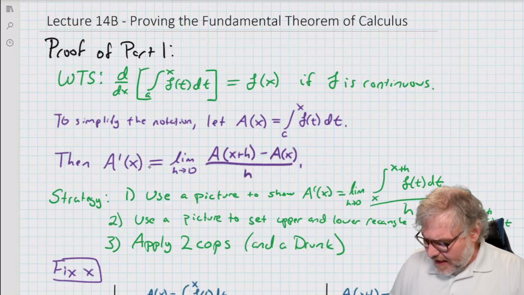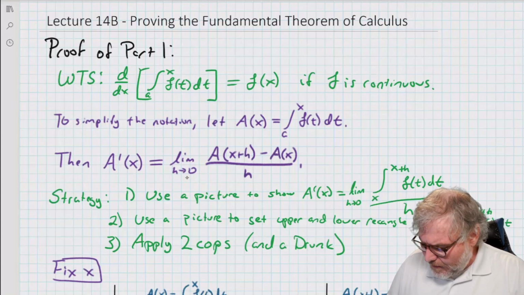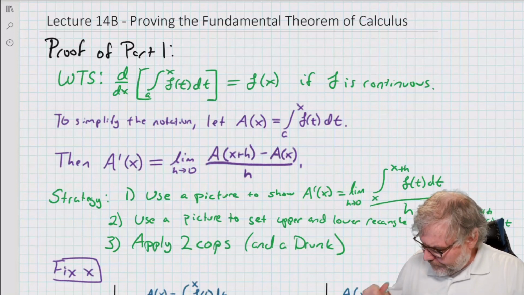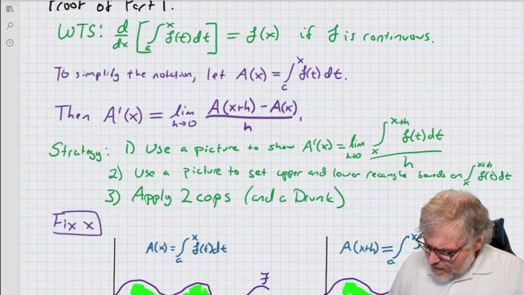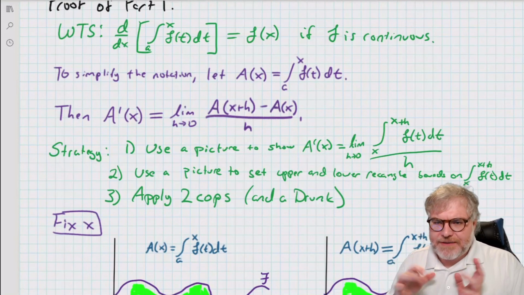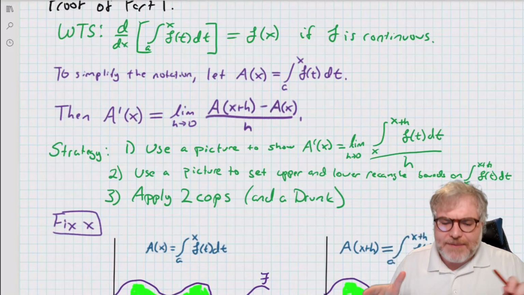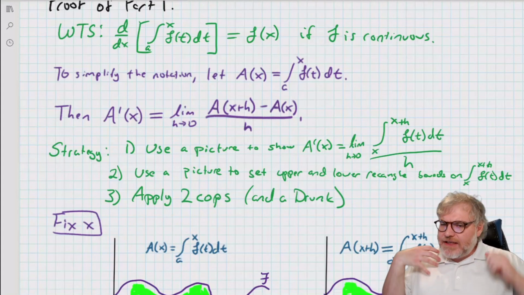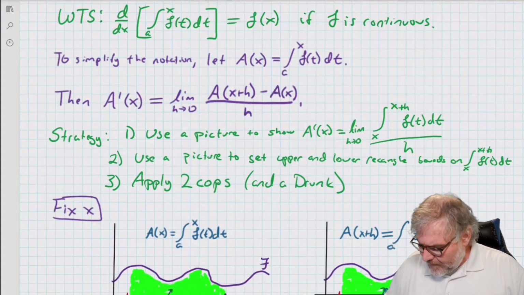And I'm going to say that A prime of x equals the limit as h goes to 0 of A of x plus h minus A of x, all over h. Okay. Now, the first thing I'm going to do is use a picture here. And again, this is a proof in pictures. So you need to do the drawings, okay?